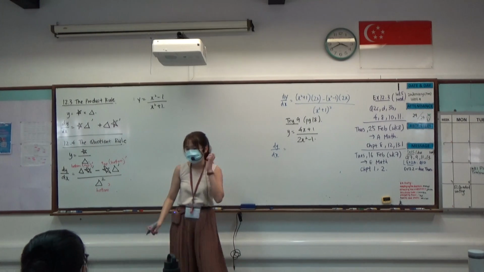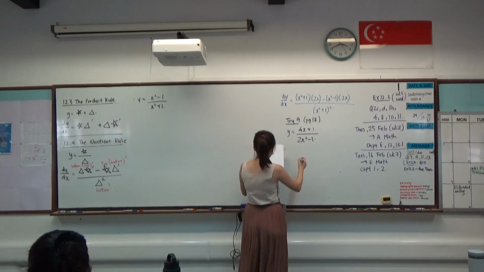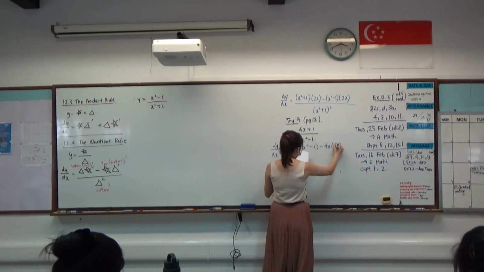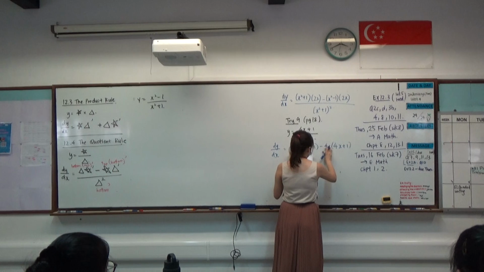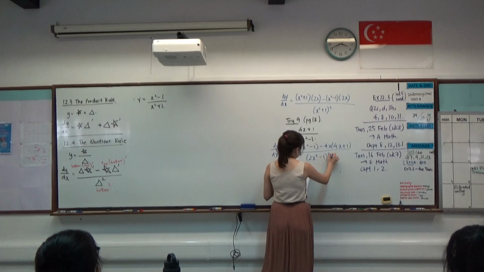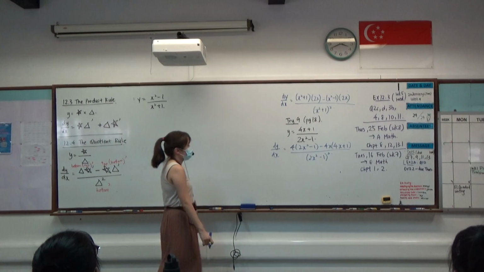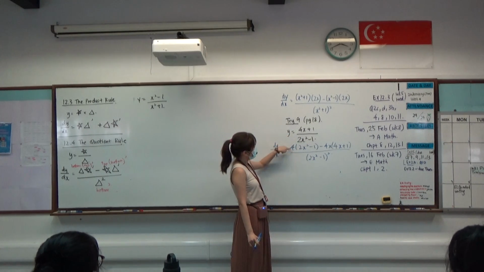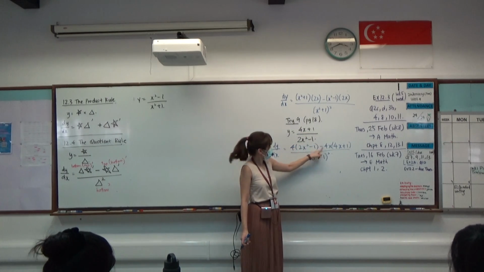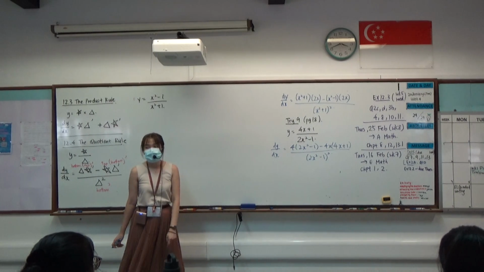So, you got 4 bracket 2x squared minus 1 minus 4x plus 1 over 2x squared minus 1 squared. Do we get this? So, keep bottom, differentiate the top, minus away, keep the top, differentiate the bottom, bottom square. So this will be the answer.